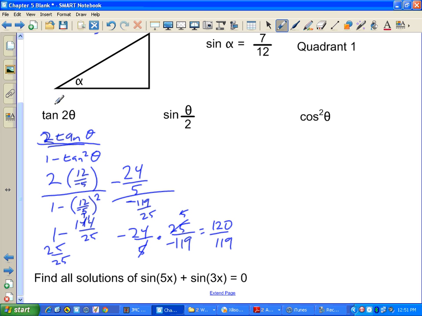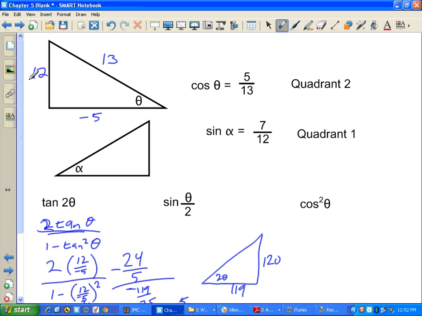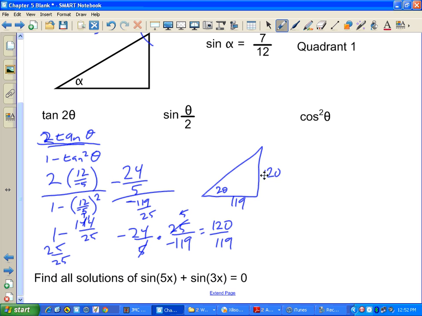Okay, so that's what the tangent of 2 theta would be. So from this point, I could set up another right triangle and say, okay, well, this is 2 theta. The tangent is 120 over 119. And go from there. I'd have to figure out which quadrant this was in, though. If I double this angle, it's going to put it down in the 3rd quadrant, which means both of these would be negative. Okay, so that's just something else you could do if you want to take it a step further.